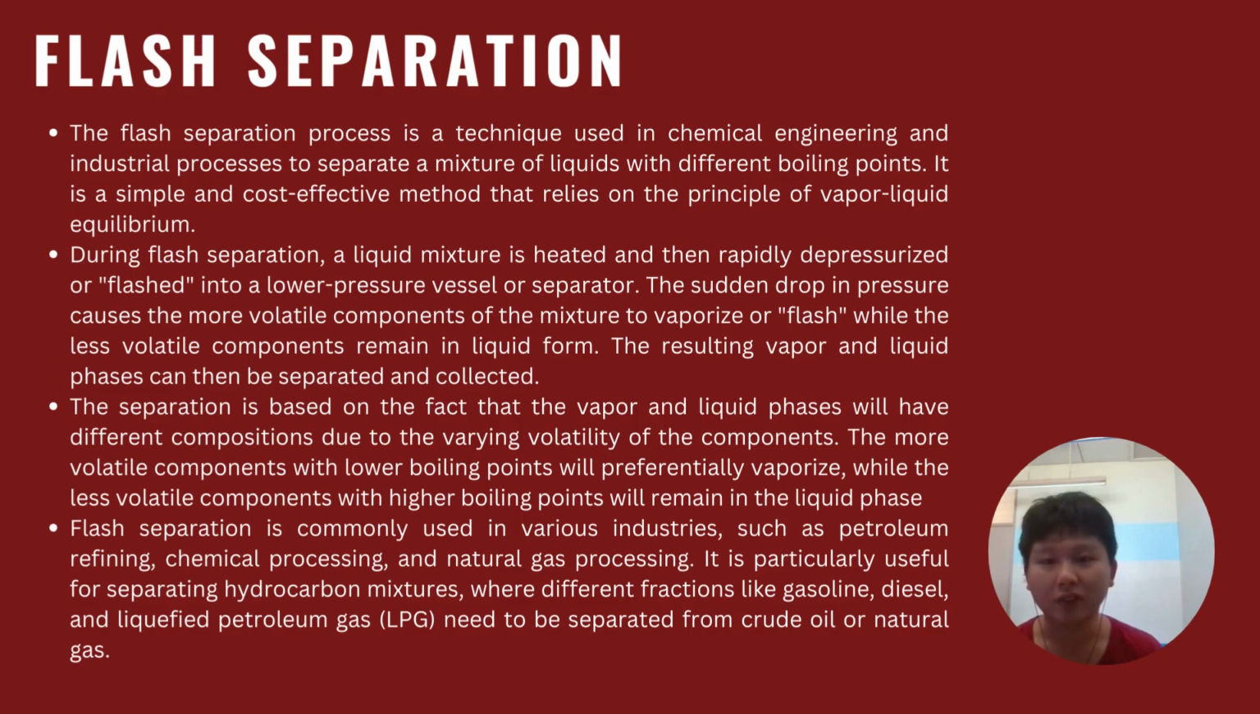The separation is based on the fact that the vapor and liquid phases will have different compositions due to the varying volatility of the components. The more volatile components with lower boiling points will preferentially vaporize, while the less volatile components with higher boiling points will remain in the liquid phase. Flash separation is commonly used in various industries such as petroleum refining, chemical processing, and natural gas processing. It is particularly useful for separating hydrocarbon mixtures where different fractions like gasoline, diesel, and liquefied petroleum gas (LPG) need to be separated from crude oil or natural gas.